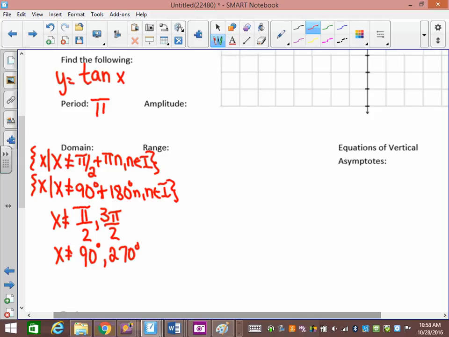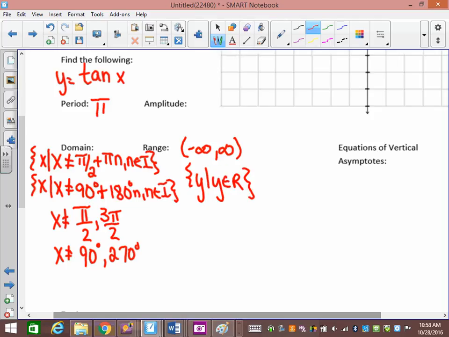What's the range of a tan graph? Tan graphs kind of just look like this, and they go that way and that way forever. So what would the range be? It goes up forever and it goes down forever. What's the range when you go up forever and down forever? Negative infinity, positive infinity. Or y ∈ R.